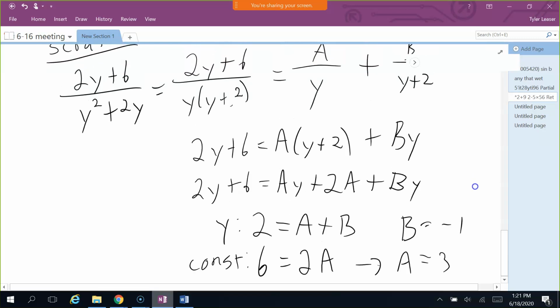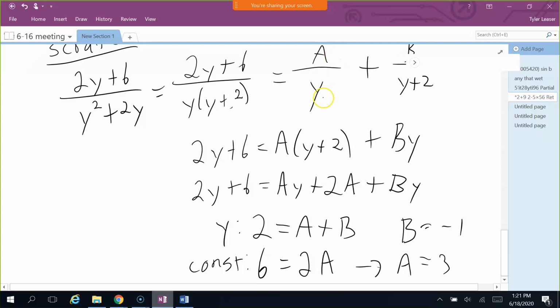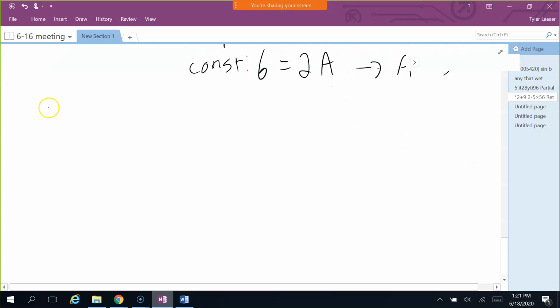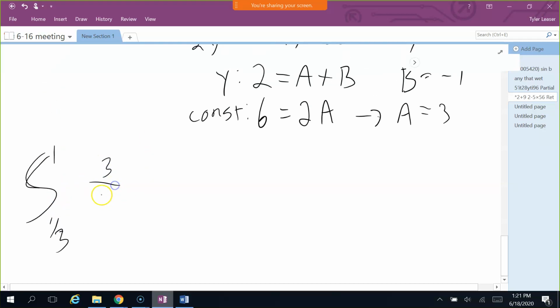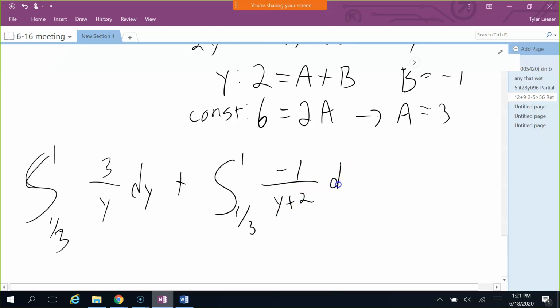Okay, and then just remember that the a, which is 3, was over the y. The -1 was over the y plus 2, which means that my integral now, still going from 1/3 to 1, is now going to be a, 3 over y, and we'll go ahead and end that one, plus another integral, 1/3 to 1, of b, -1 over y plus 2. All right, so we're breaking up that more complicated rational function into two separate rational functions that are much easier to deal with.